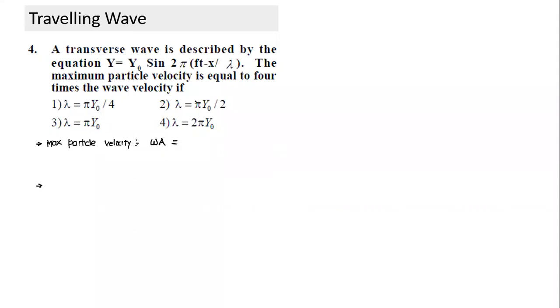So what is omega here? Omega is the coefficient of t. So the coefficient of t, this 2 pi is here, is equal to 2 pi f, the term here, into x. Thus the maximum particle velocity. And what is the wave velocity? Particle velocity keeps on changing, but wave velocity is constant. What is the wave velocity here?